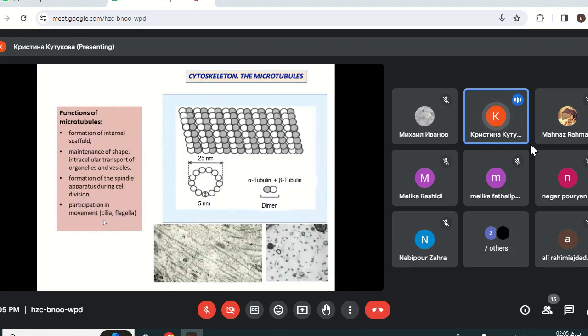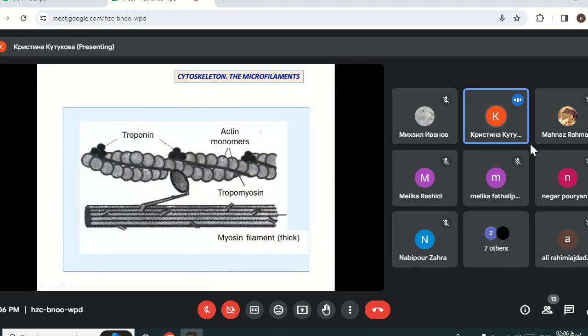Flagellum is the tail of spermatozoon, as you know. So spermatozoa in the male body can move because they have a tail, and inside their tail they have specific microtubules, and these microtubules help the tails of spermatozoa to move. Next, microfilaments. Microfilaments also contain monomers, monomer proteins.